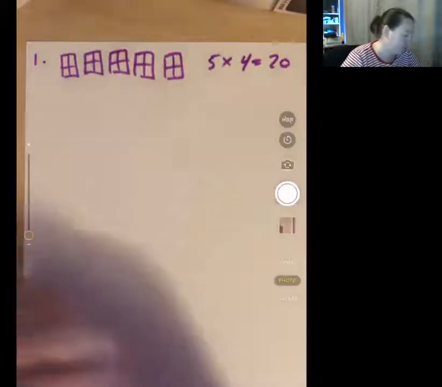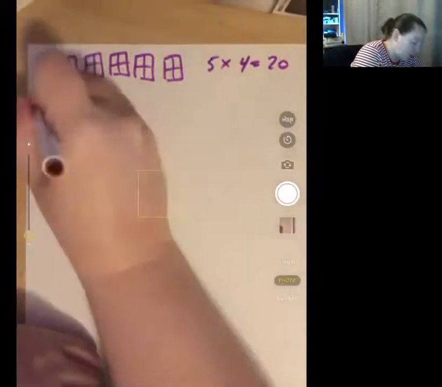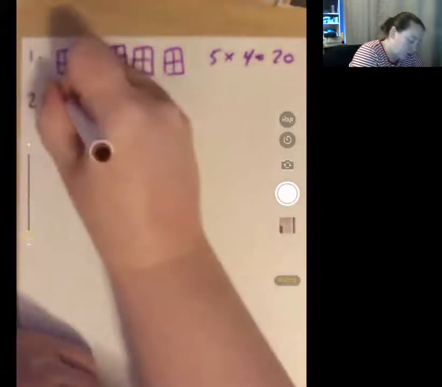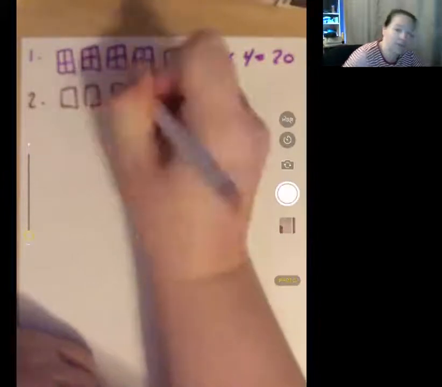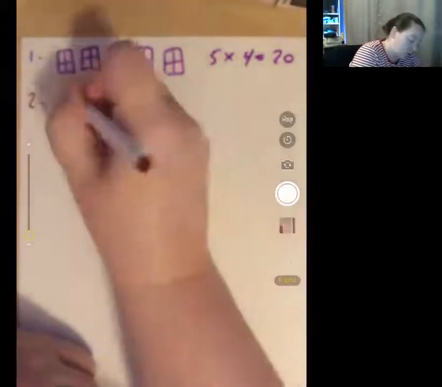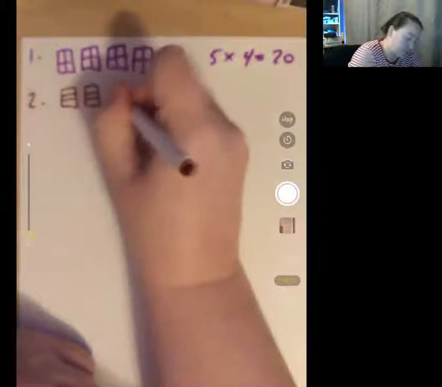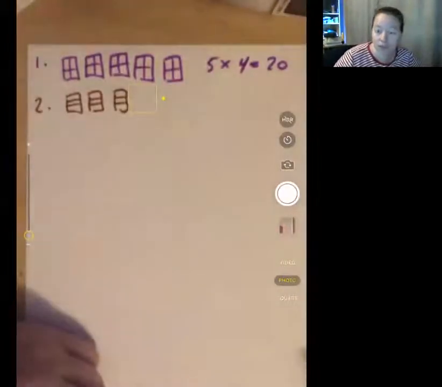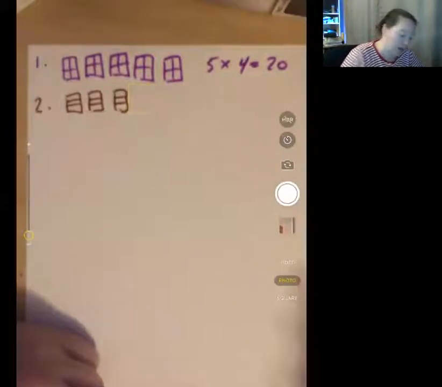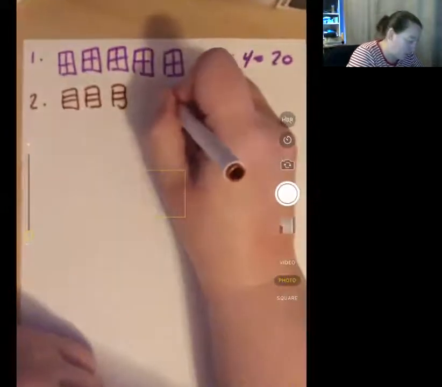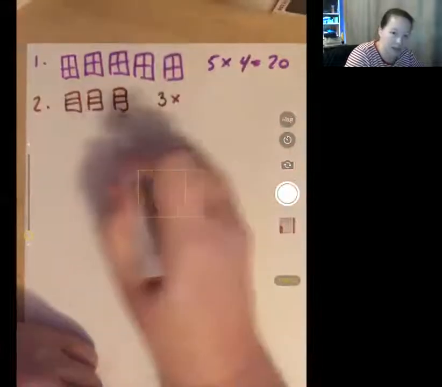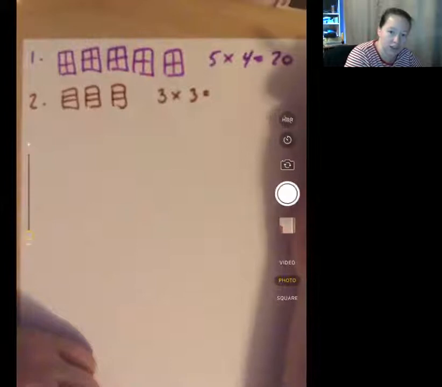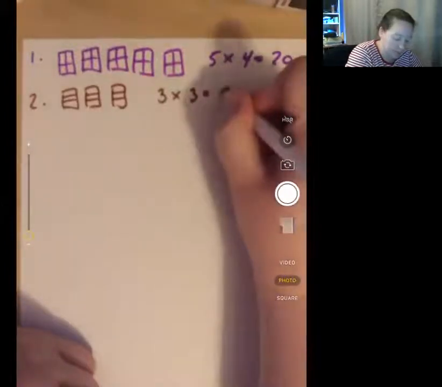Number 2. What if the chef had 3 blocks of butter and cut them into thirds? 1, 2, 3 blocks of butter cut into thirds. If you do 2 lines across, you end up with 3 pieces. I would end up with 3, because I have 3 blocks of butter, and 3 parts in each. So 3 times 3 is 9.